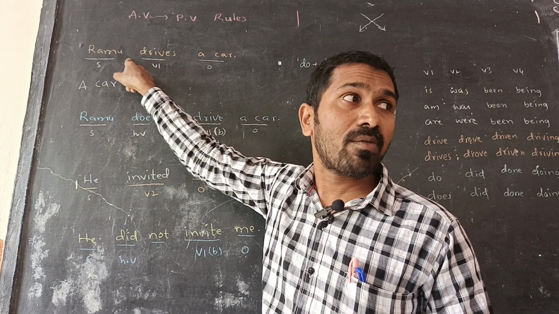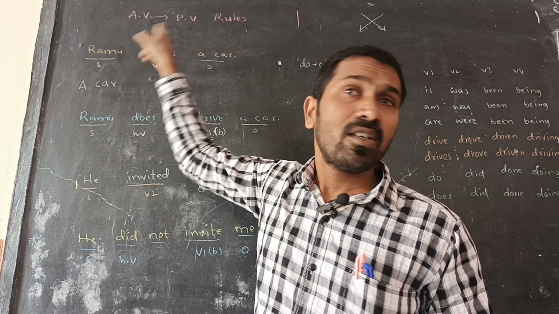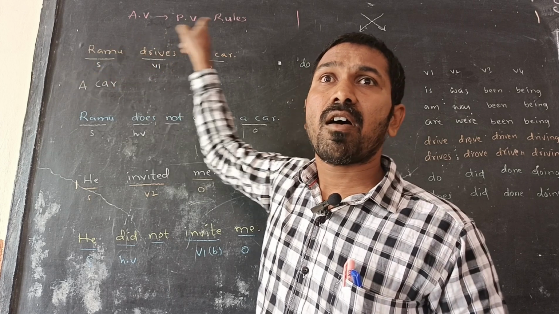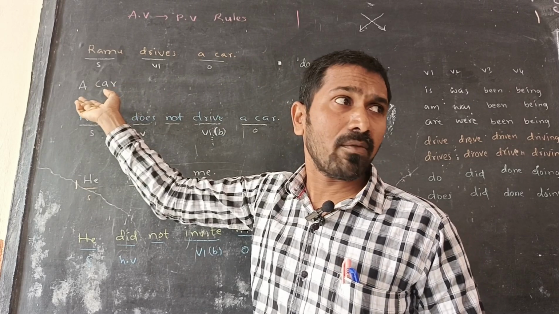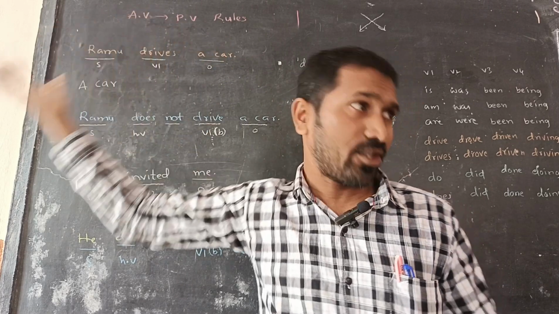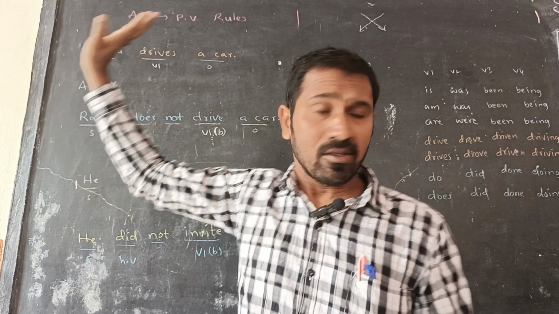And here no helping verbs are there in this statement. Step number 1. What we have done? Object changed to subject. Name. It is name. That is why we have written same name. If it is pronoun, then we would have changed. If it is not pronoun, so we have written same name, right?